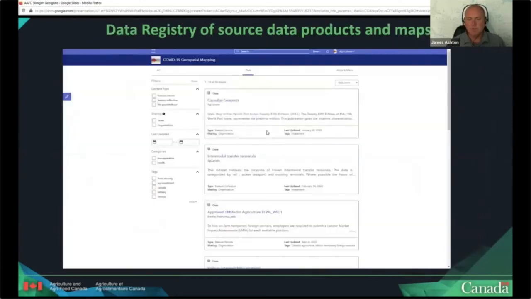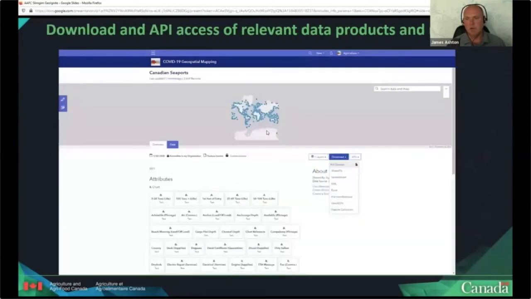scenarios. All this information was available as a data registry, so all the source products, the maps, the apps, the dashboard were all registered, searchable, and we gave access to all the data scientists and policy folks working with us, with downloadable information in multiple formats, and access through direct API should they require that in their own individual work in other platforms.